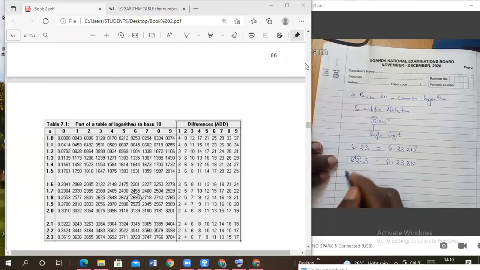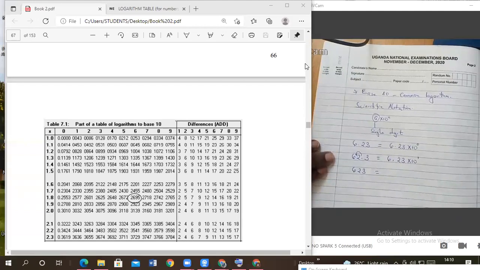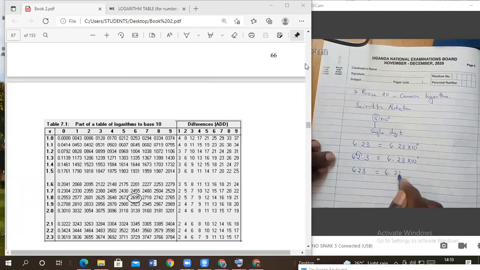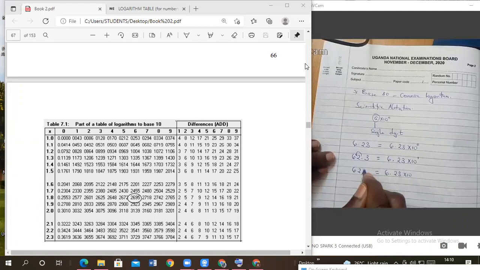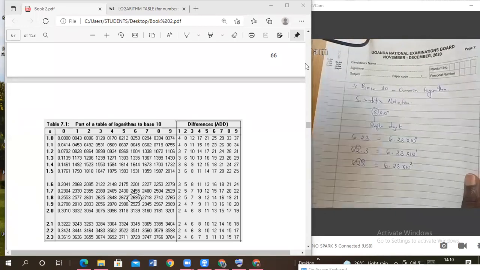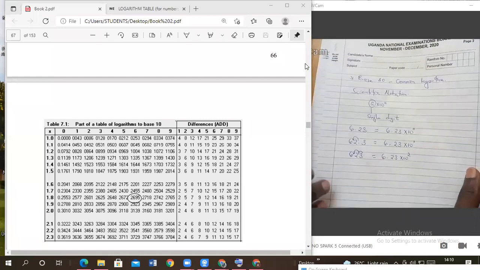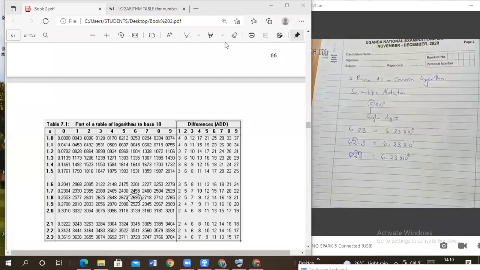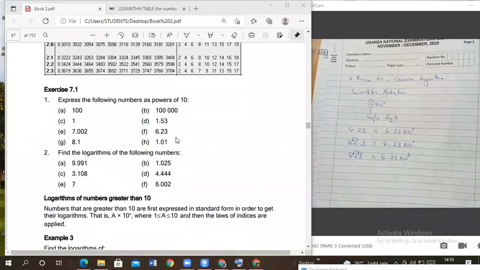But if it was 623, what is it going to be? It's going to be 6.23 times 10. How many steps do you need to move? 1, 2. So it means to the power what? 2. Members, have you seen that? Yes, teacher. Take note of that.